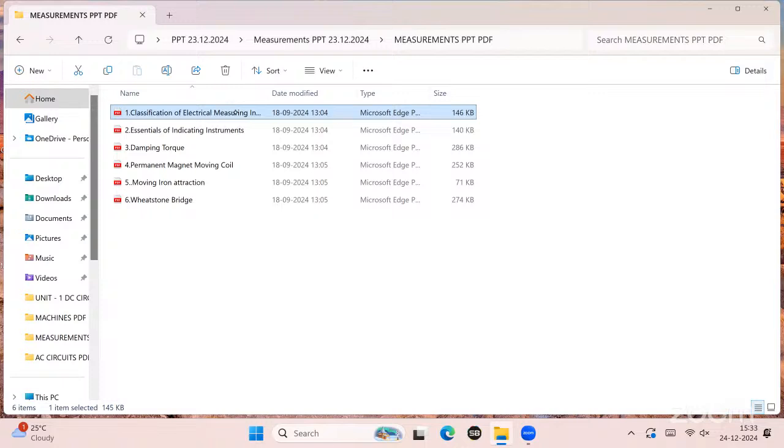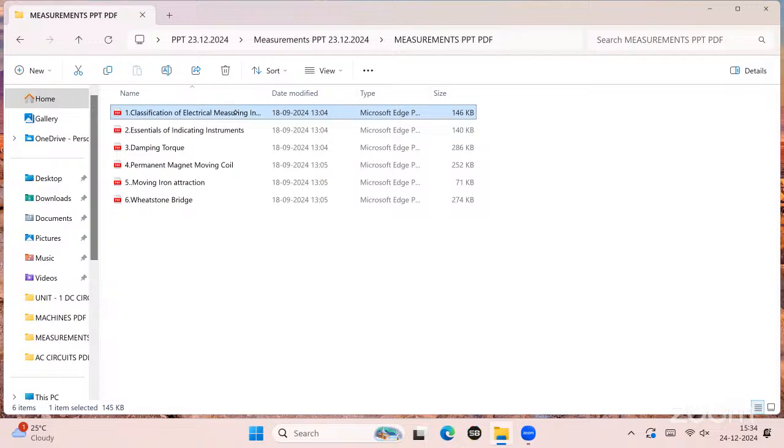Unit 2, this is another part, measurements. We have 5 questions on measurements, 10 marks or 5 marks questions. The first is classification of electrical measurements, a 10 marks question. The second question is essentials of indicating instruments.